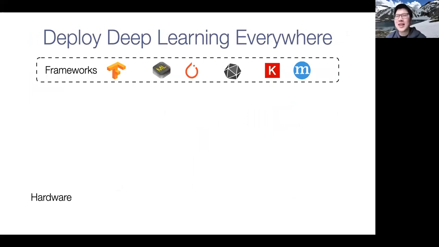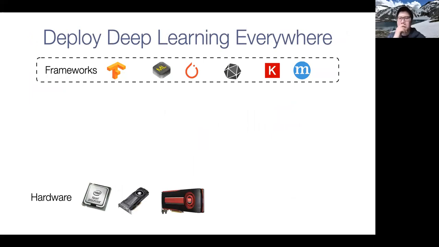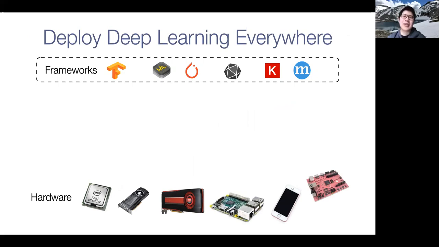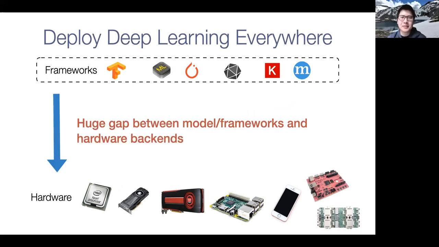That's what motivated us to build a new system called TVM that tries to bridge the gap between the modern machine learning frameworks and all those hardware accelerators, including your data center CPU, GPUs, Raspberry Pis, embedded devices, and TPU-like accelerators. So before I talk about our approach, let's start to review a bit of what existing frameworks do.